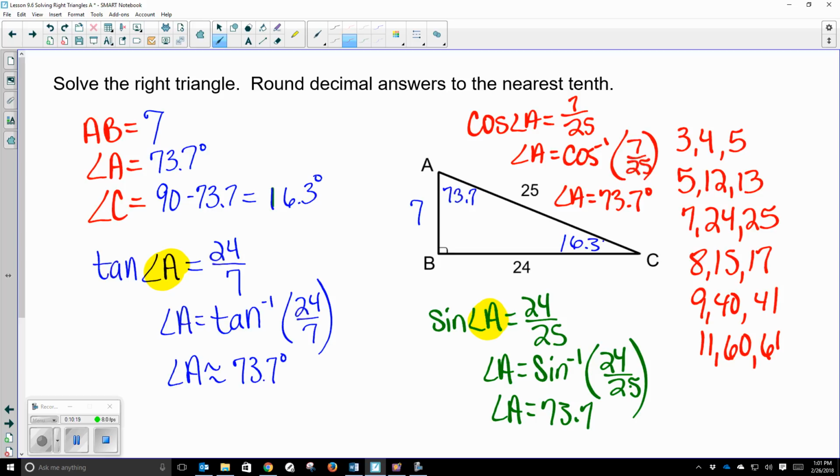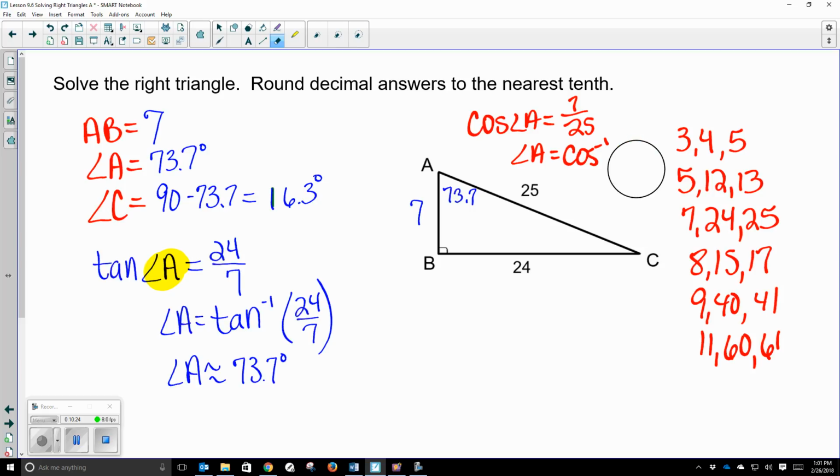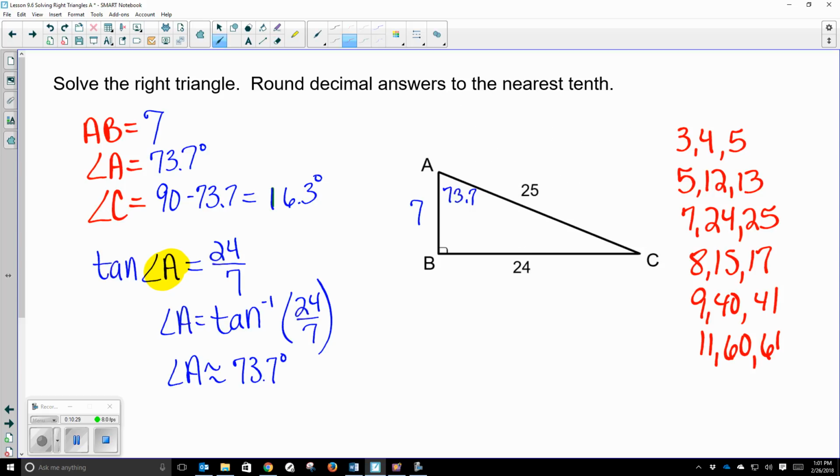Okay, so this is not something you have to do. I'm going to erase it. You don't have to do all of that work. This is all it takes to solve that triangle. This is the least amount of work you need to show. That would be the simplest way to find those measures.